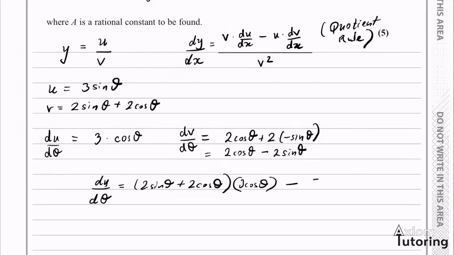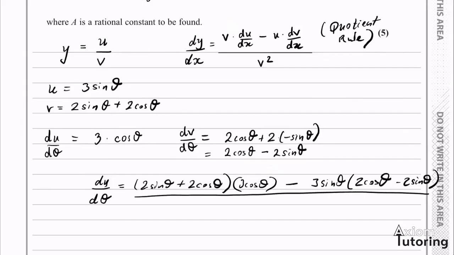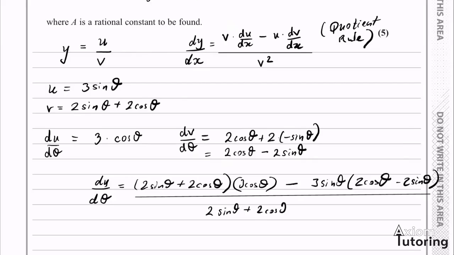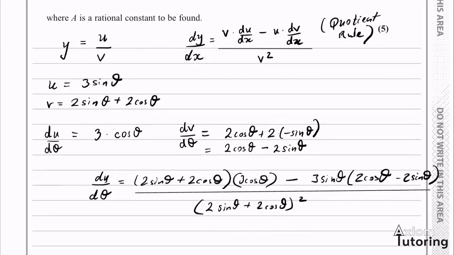Minus u, which is 3 sine theta, times dv over dx. In our case, dv over d theta. So that's this here. So that's 3 sine theta times 2 cos theta minus 2 sine theta. So you can see here that it's starting to look a little bit more complicated. So we just have to be very careful with our multiplication, all over v squared. So we're doing 2 sine theta plus 2 cos theta all squared.